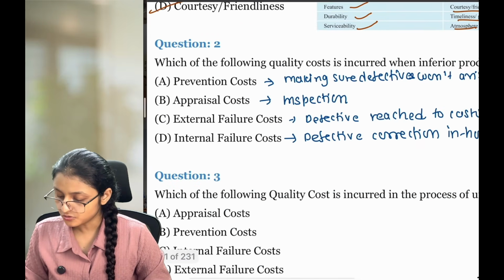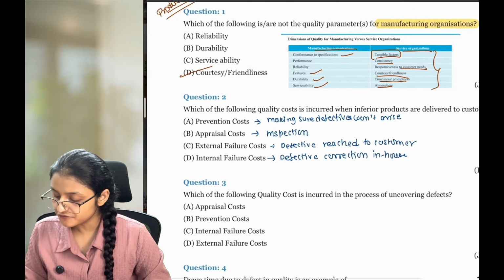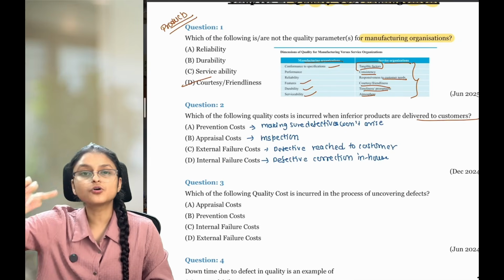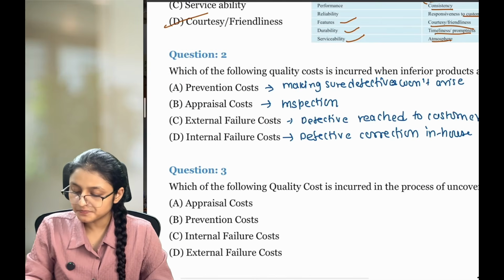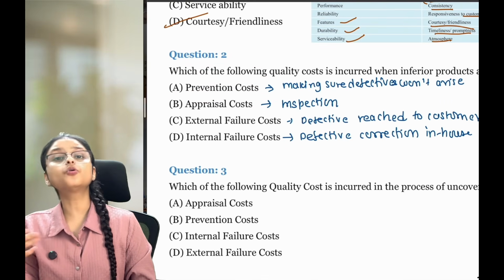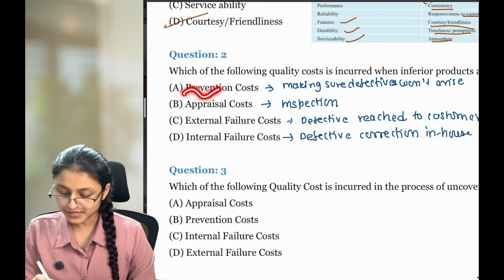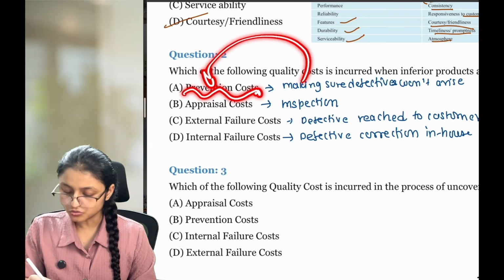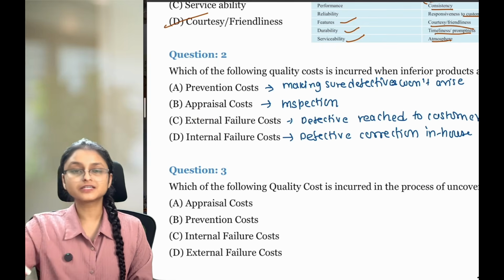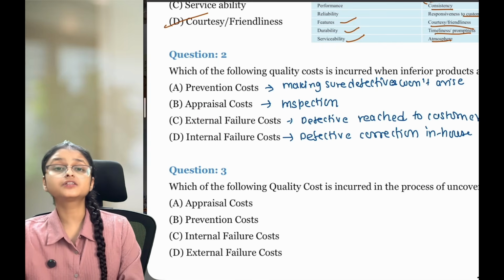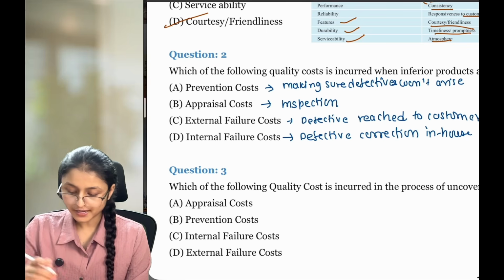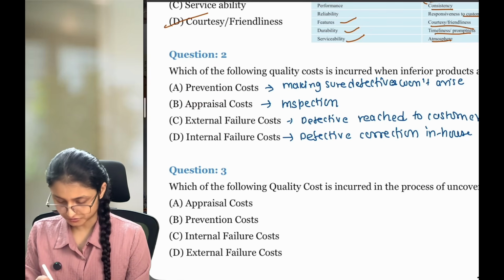Which of the following quality costs is incurred when inferior products are delivered to the customer? Now there are 4 different types of quality cost which can be incurred. The first one is prevention cost, where you are making sure that defectives don't arise in the first place. So for preventing the defects, whatever you do, that is your prevention cost. What is appraisal cost? Now after making the product, you are checking your products whether they are defective or not. So whatever inspection related work you do, that is your appraisal cost.